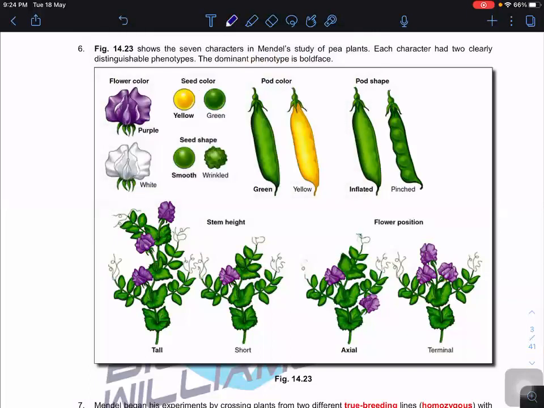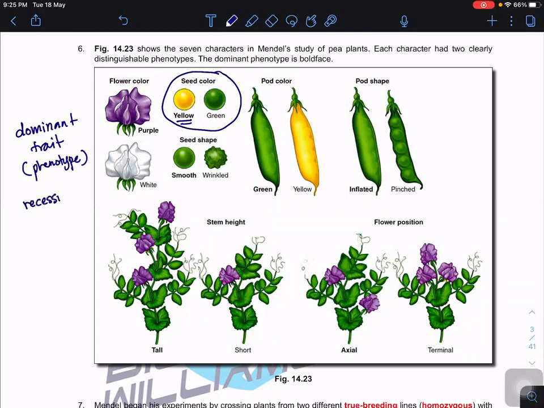We are going to focus later in our syllabus in terms of seed color. So now you have to know that those in bold mean the dominant trait. Now be careful with the word dominant trait. Trait means characteristic, so it refers to phenotype, not allele. It's a dominant trait. Are you clear? And we do have the recessive trait. Trait again means phenotype, not genotype.